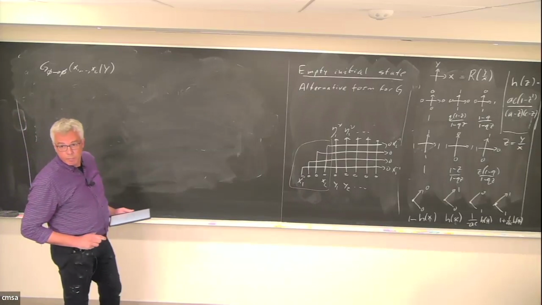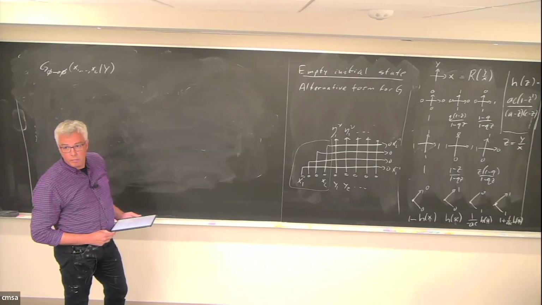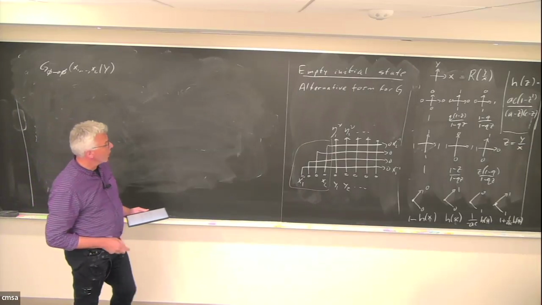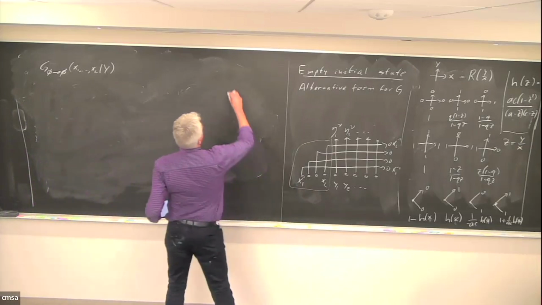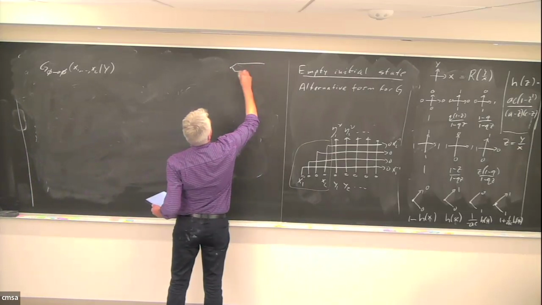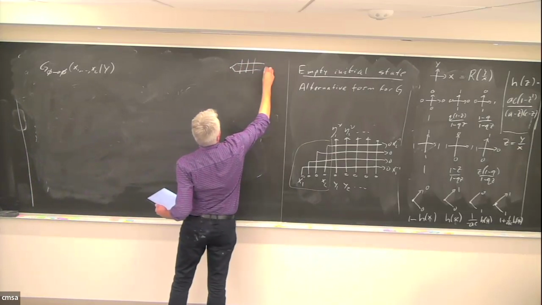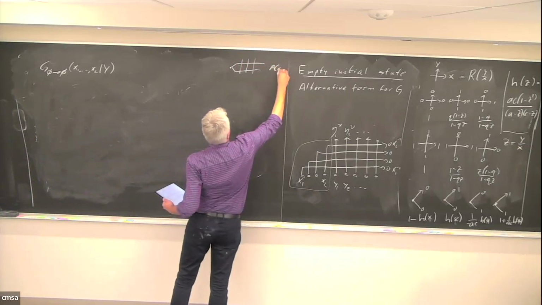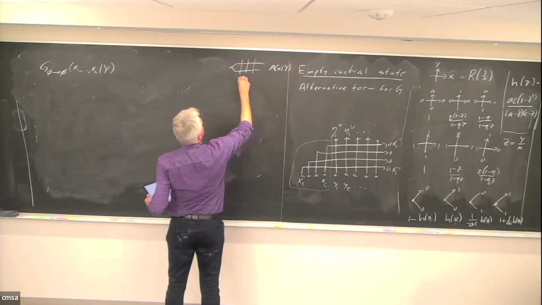Right. Why are there now like two alphabets for the G? Maybe I missed something. Oh, I see. So A of x, I was always suppressing these y's. Thank you. Yeah, yeah.